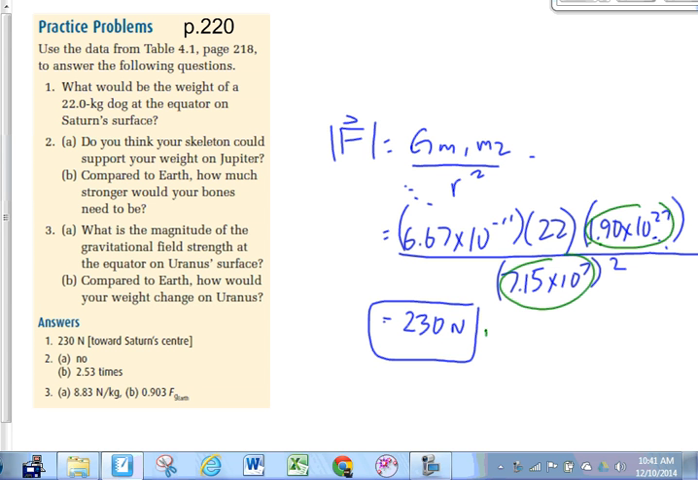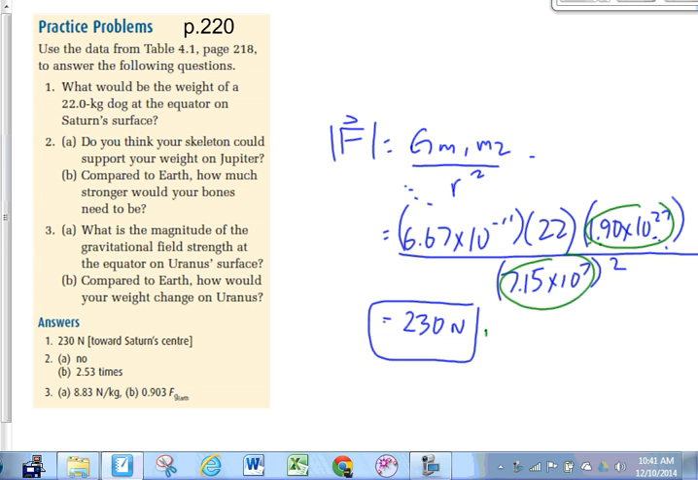I'm used to lifting 150 pounds of weight with my legs, but if all of a sudden I'm on the moon, then all I have to lift is 25 pounds, which my legs are way stronger than that, right? I can lift 25 pounds really easily. I could jump really high if all of a sudden I was 25 pounds. Okay, so let's calculate question B.